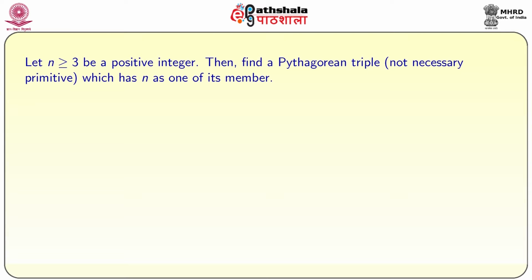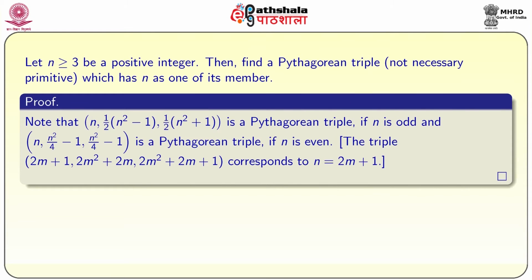Let n ≥ 3 be a positive integer, then find a Pythagoras triple which has n as one of its members. That is also possible, but here the Pythagoras triple need not be primitive. So, we can generate those like this.